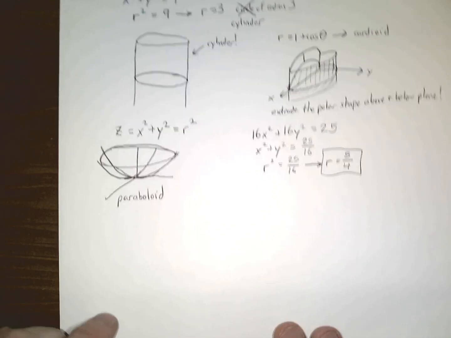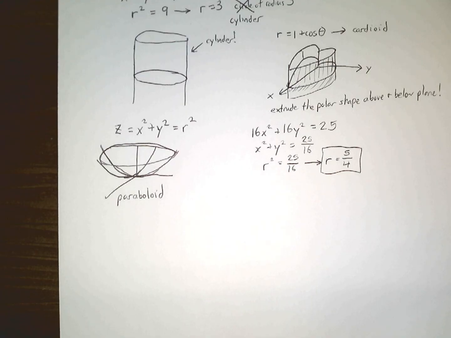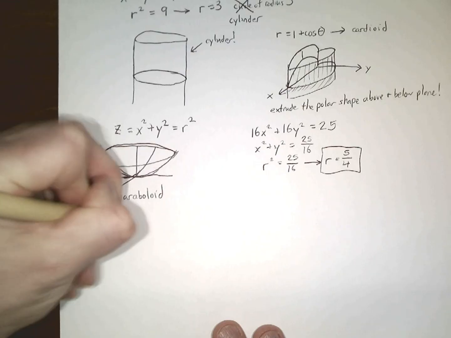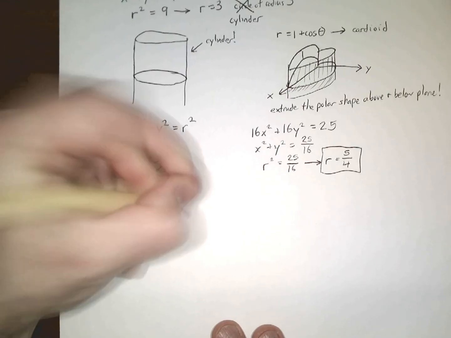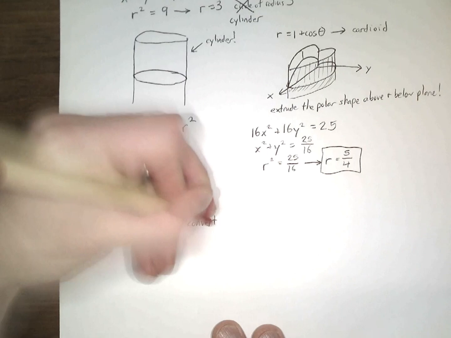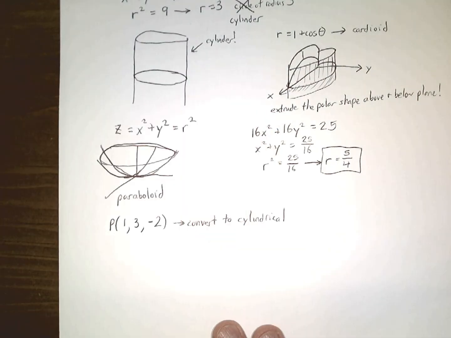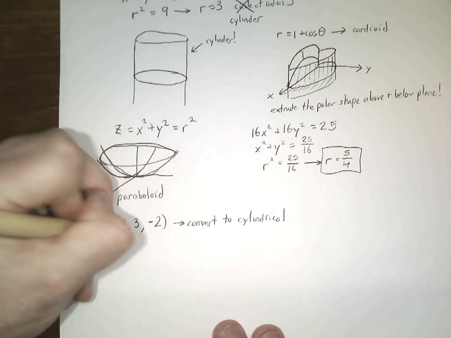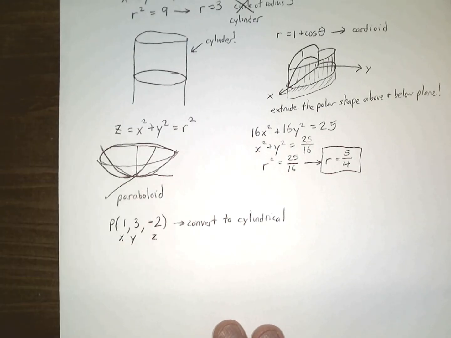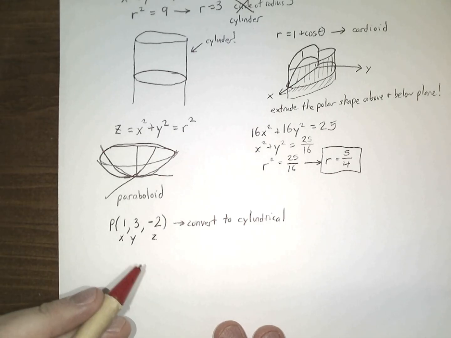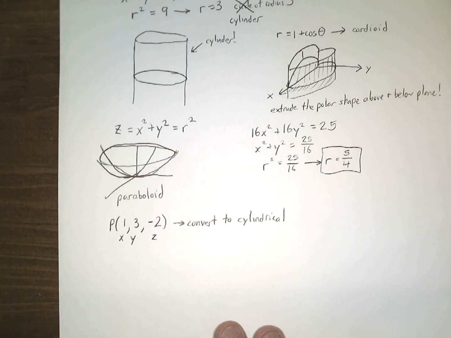So the other thing we might want to be able to do is convert back and forth between Cartesian and cylindrical and vice versa. Imagine I have the point defined in Cartesian coordinates as (1, 3, -2). I want to convert to cylindrical. Well, I have x, y, and z. I need to convert using these 3 values to get something in terms of r, theta, and z.